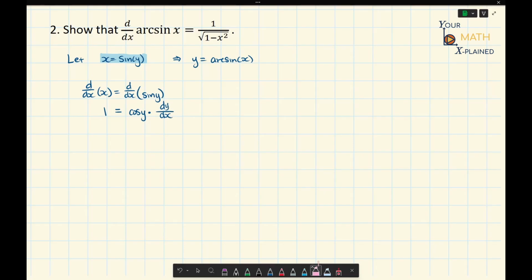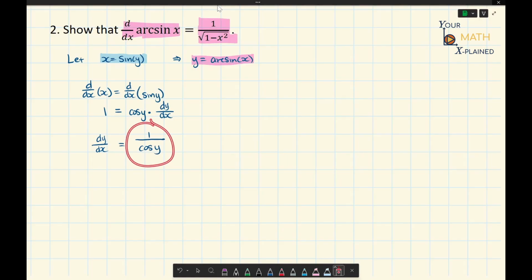So notice that y is equal to arcsin of x, and we're trying to show that the derivative of arcsin of x is equal to this expression here. So really what we're looking for is what is dy dx. So which means we're going to isolate our dy dx here. So then we get dy dx is equal to 1 over cosine of y. So now we just need to relate this to this. And there are a couple of different ways of doing this.